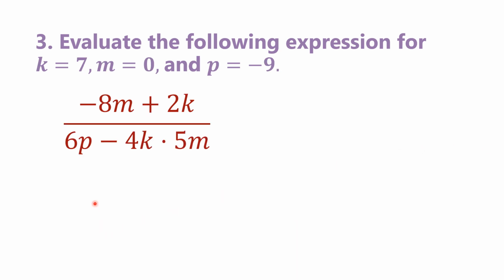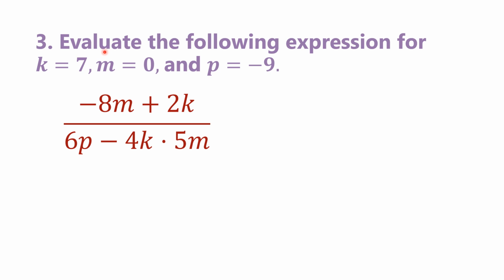All right, here we have one that is a little bit more difficult. I say that because it's in a fraction. It's really not that much more difficult, it's just maybe more intimidating because it's in the form of a fraction. It says evaluate the following expression for k equals 7, m equals 0, and p equals negative 9. So here I was just picking some random letters just to show you that it doesn't have to be x, y, z or a, b, c. It can be any letters.